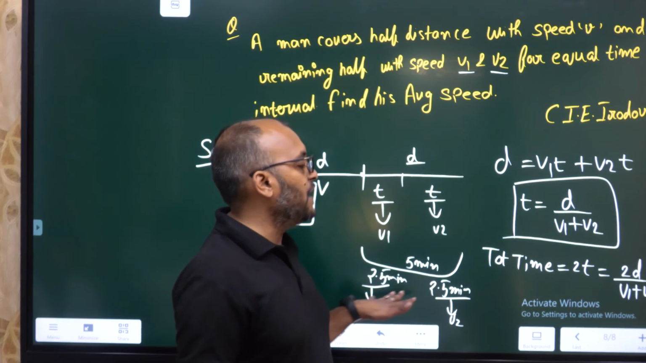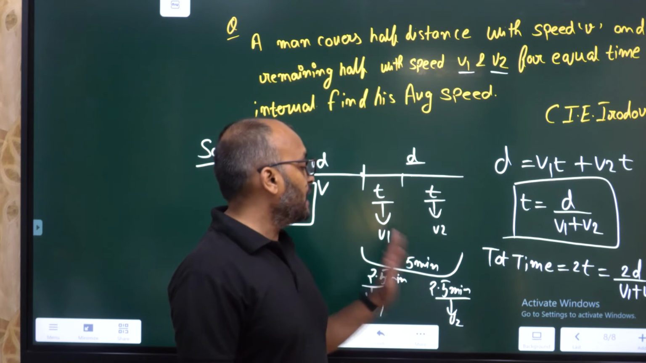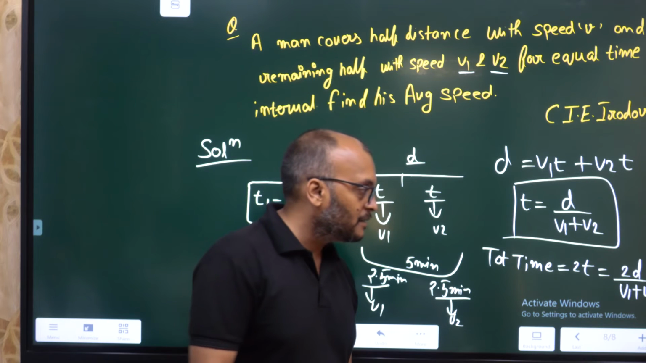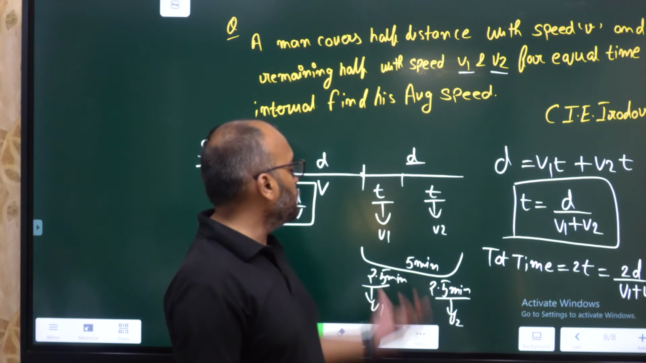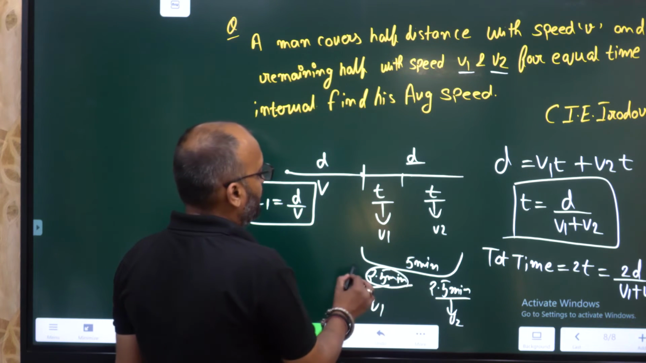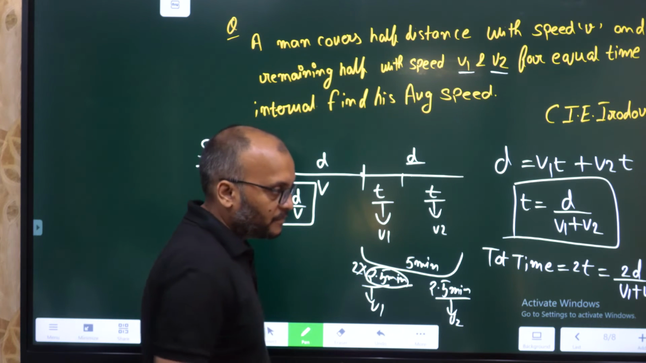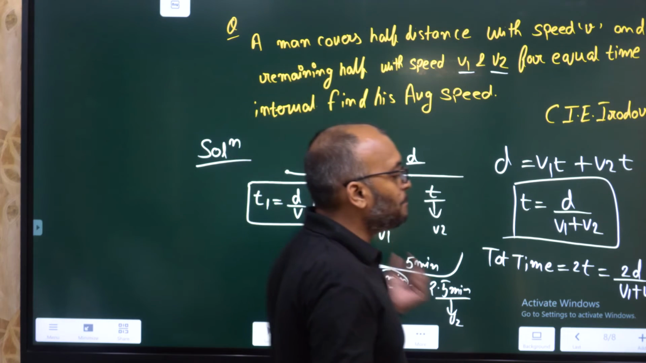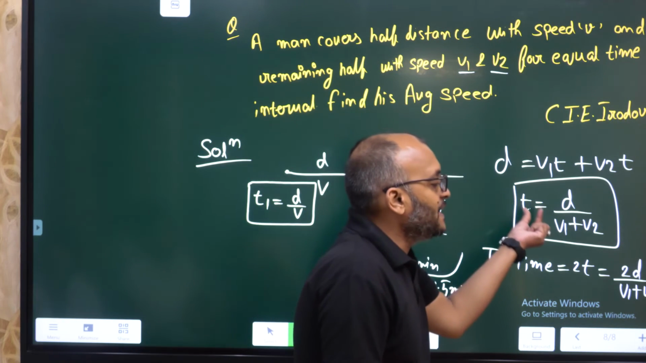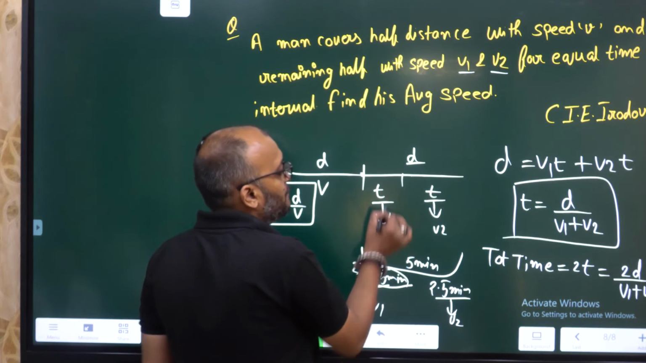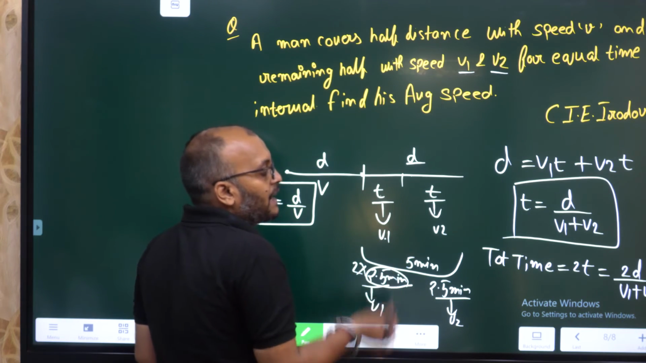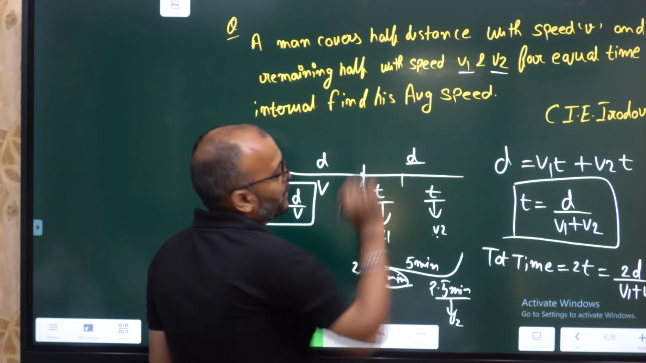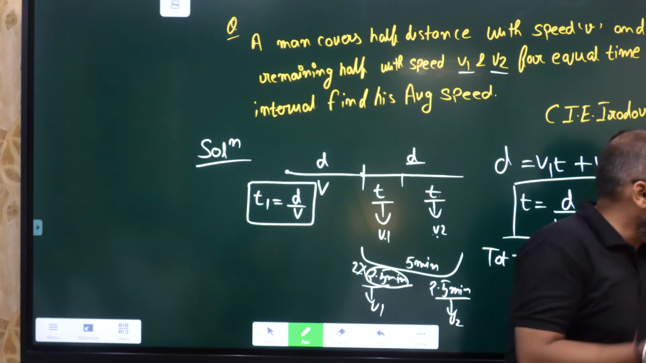The body moved for 2.5 minutes with V1 speed, again for 2.5 minutes. That's 5 minutes. What you did? You multiplied 2.5 with 2, yes or no? Now, in place of 2.5, I have taken t. I am saying the body is moving with V1 speed for t time, again with V2 speed for t time. So what is the total time now?